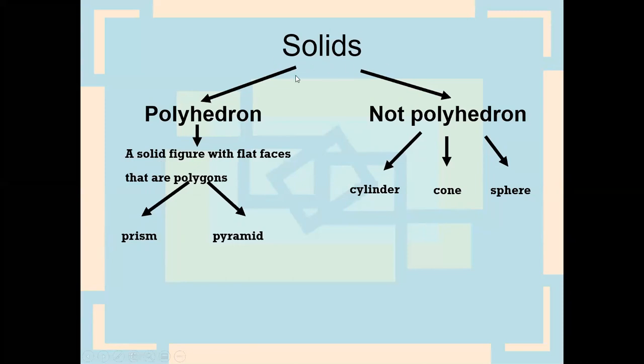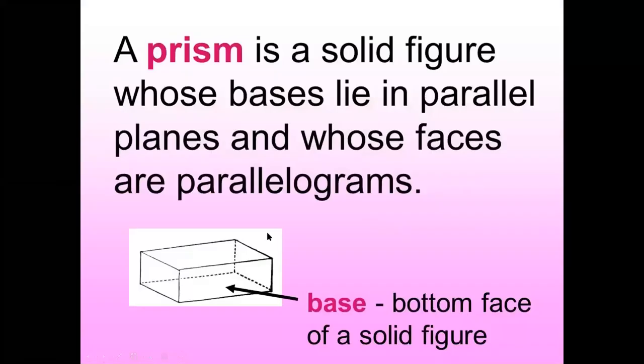Again, solids are of two kinds: polyhedron and not polyhedron. For a polyhedron, all its faces are polygons. We have two types, prism and pyramid. And for not polyhedron, we have three solids: cylinder, cone, and sphere. Now we'll start to talk about the prism.